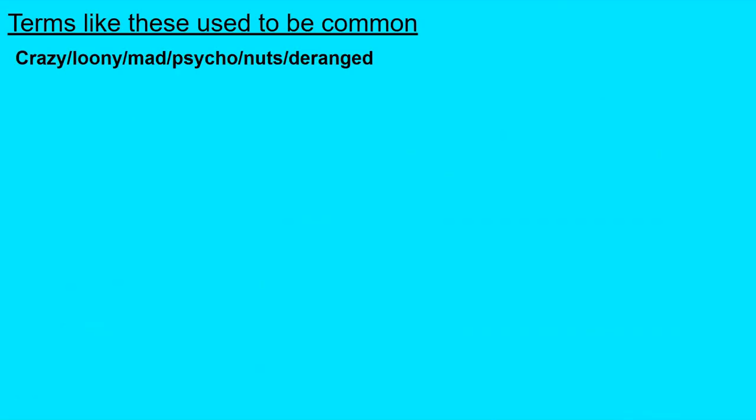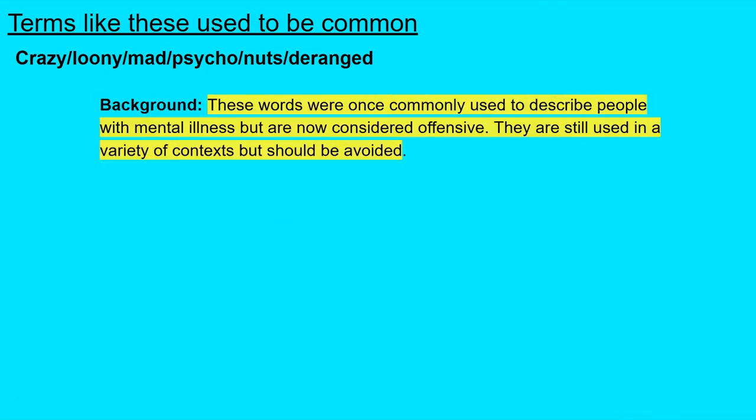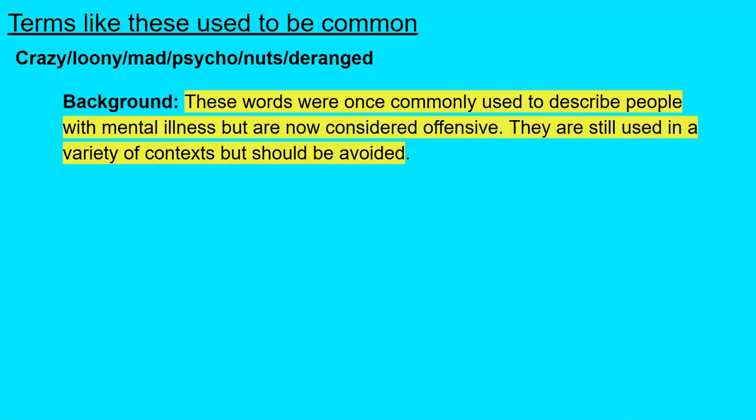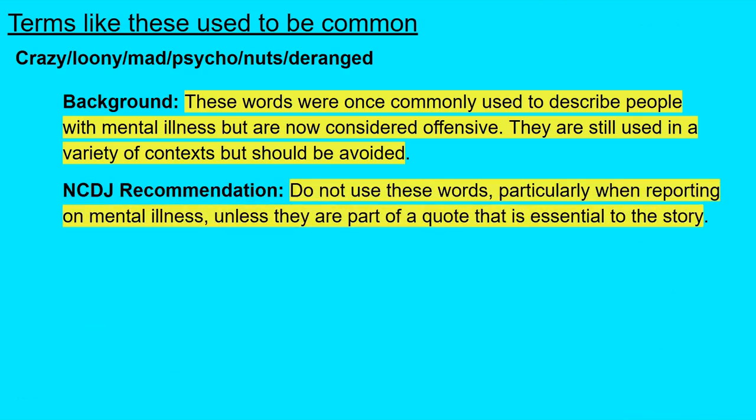Crazy, loony, mad, psycho, nuts, deranged. These words were once commonly used to describe people with mental illness, but are now considered offensive. They are still used in a variety of contexts, but should be avoided. Do not use these words, particularly when reporting on mental illness, unless they are part of a quote that is essential to the story. And in educational terms, a lot of individuals that may suffer from these types of things are labeled as EH, emotionally handicapped, or ED, emotionally disabled. Although those terms themselves may be kind of, I don't know, offensive, disability, handicapped, they're a lot better than calling someone crazy, psycho, or nuts.